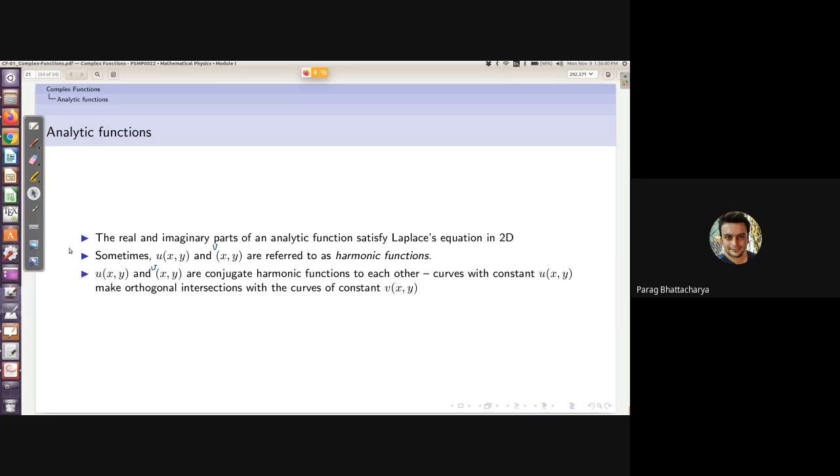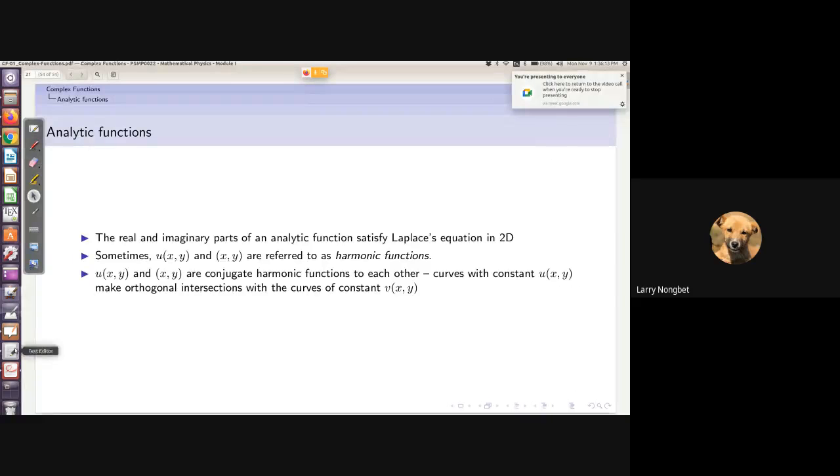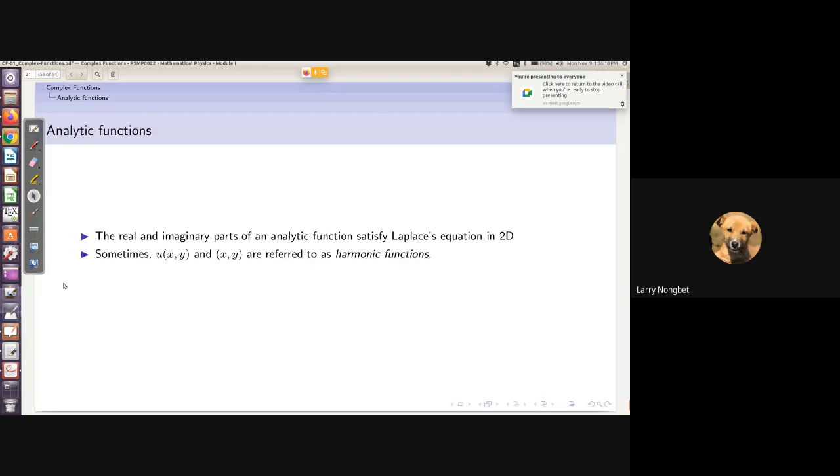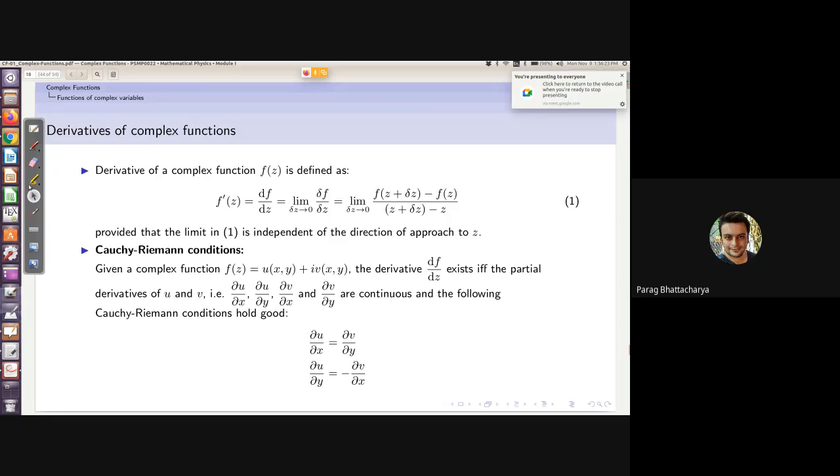Does anybody have any questions? Sir, for the function to be analytic, the main condition is only the Cauchy-Riemann condition? Yes, only the CR condition. The moment the CR conditions are satisfied, the moment you are able to write these equations, it's automatically understood that these are continuous.